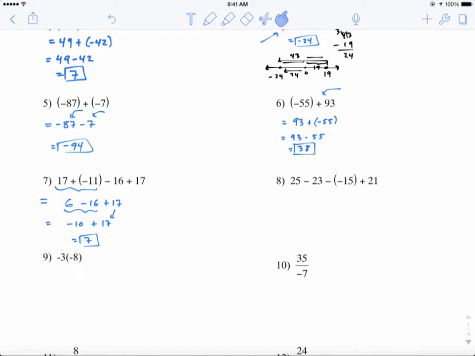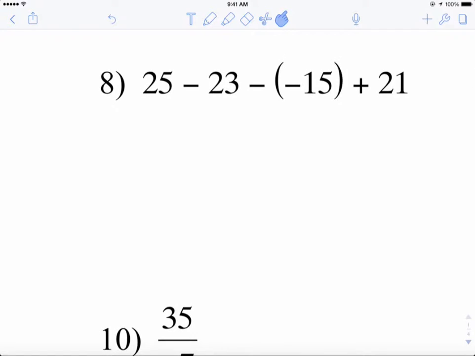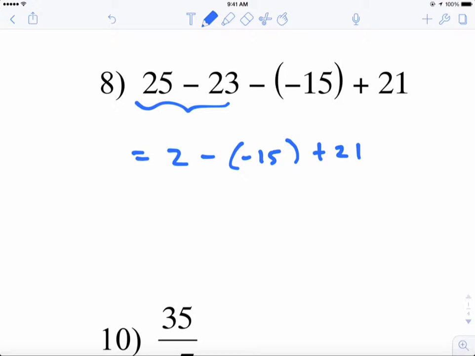Similarly, in question number 8, let's just go from left to right. If we don't, we may find ourselves in a position where we've done things inaccurately. 25 minus 23, I think, is 2. And we're subtracting negative 15 and adding 21. I like to do just one thing at a time every time I write a new line. So I'm even going to take an extra line to rewrite this as instead adding 15 and then adding 21.